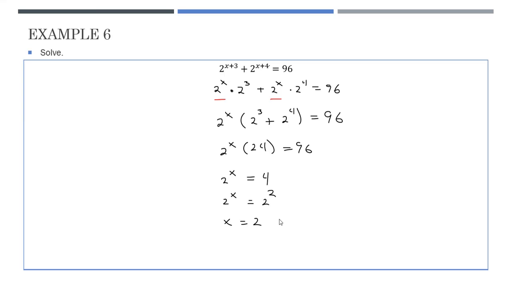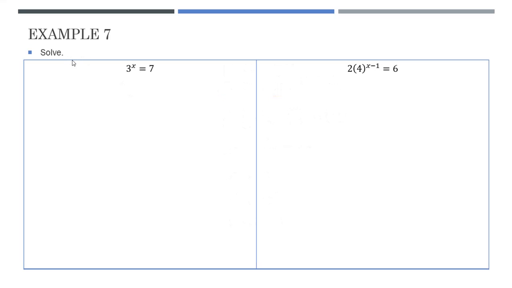So a fun little question. Example 7. Solve 3 to the power of x equals 7. There's no common base between 3 and 7 that I can make. So how am I supposed to solve this then? Well, you can't. Not yet anyway. So you'd have to use logarithms to be able to figure this out.